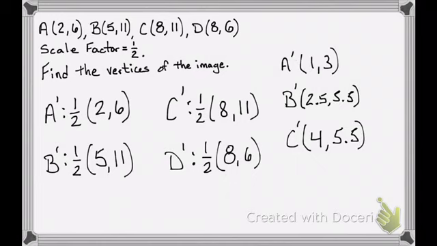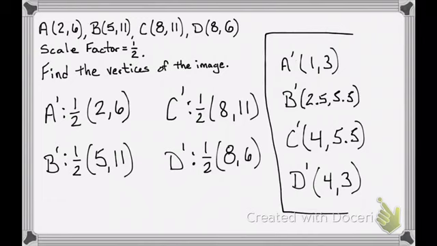And then finally, D prime, you simply divide those in half as well. Half of 8 is 4, and half of 6 is 3. There's the new coordinates of our quadrilateral. Actually, it's a trapezoid, but that is the new coordinates of the quadrilateral that started with the original and then scale factor down to 1/2. Super duper easy.